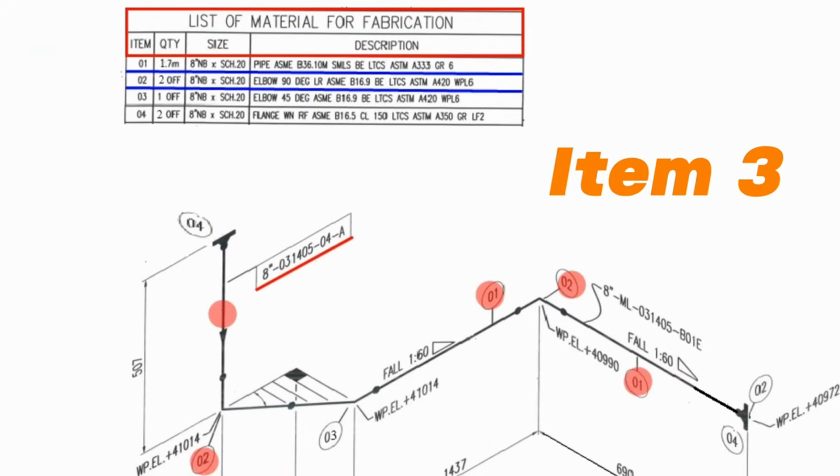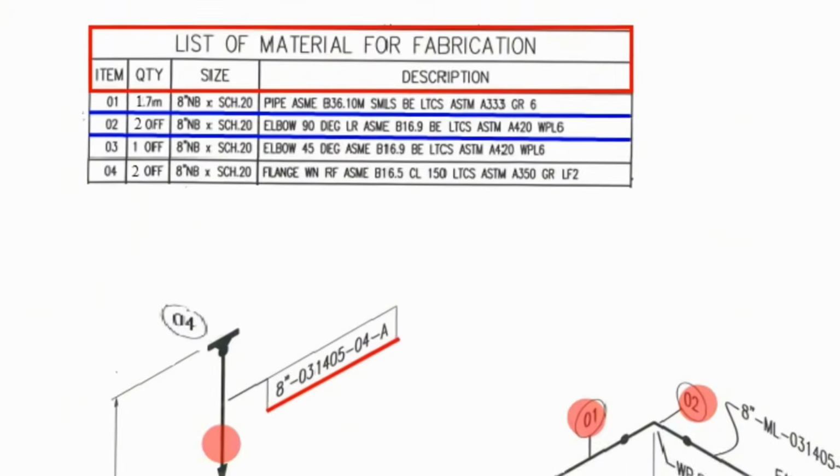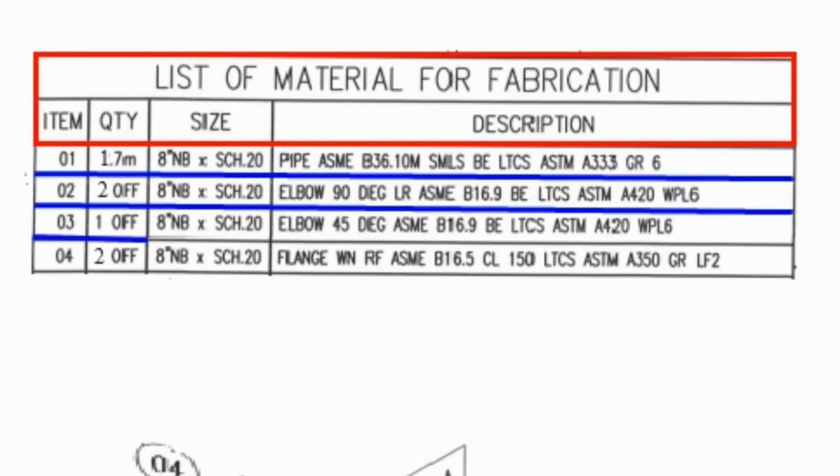Item number 3 is shown in one place of this pipeline drawing. Let's look at the material list. Item number 3, the quantity is 1 off, size is 8 inch, schedule 20, elbow 45 degree, ASME B16.9, low temperature carbon steel material, ASTM A420.